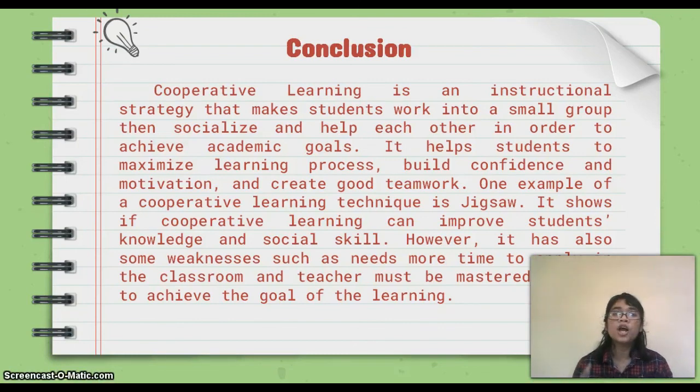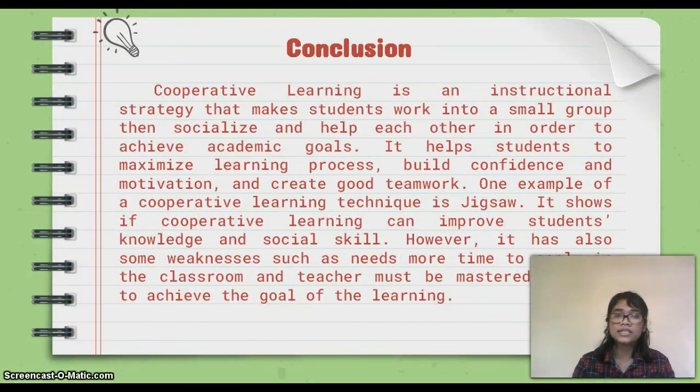And one example of a cooperative learning technique is jigsaw. As I said before, jigsaw makes students improve their knowledge, their good behavior, and also their teamwork. It shows that cooperative learning can improve the students' knowledge and also social skills. But it also has some weaknesses, such as needing more time to apply in the classroom, and the teacher must master it well to achieve the goal of the learning.